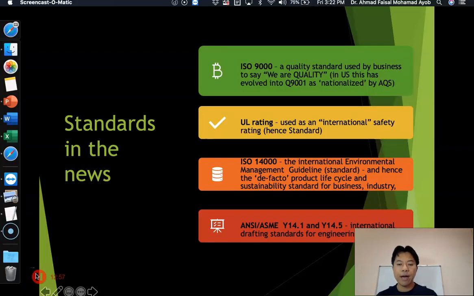And also we have ISO 14000, the International Environmental Management Guideline. This is the de facto product life cycle and sustainability standard for business and industry. This simply means that any company that holds ISO 14000 is a company that complies with life cycle analysis and follows the sustainability principles. Also, normally if you are working, you are going to deal with ANSI or ASME Y14.1 and Y14.5, which are international drafting standards for engineering drawing.